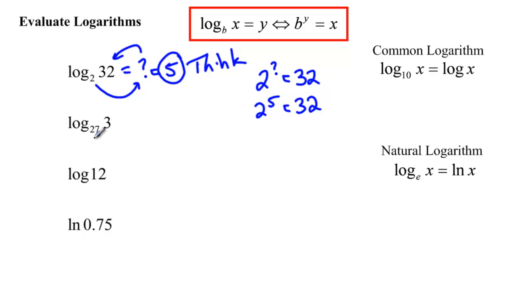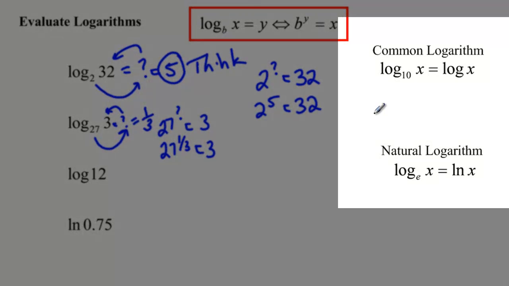Same thing here, 27 to what power, we don't know, is equal to 3. Well, 27 to the question mark equals 3. Now, 27 divided by 9 is 3, but we don't know that as an exponent. We do know 27 to the 1/3 because that would be the cube root. The cube root of 27 is equal to 3. And so our answer here is 1/3.